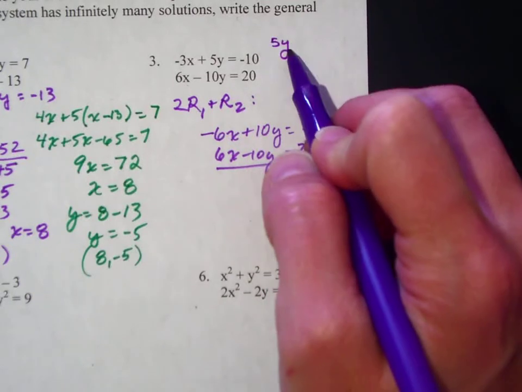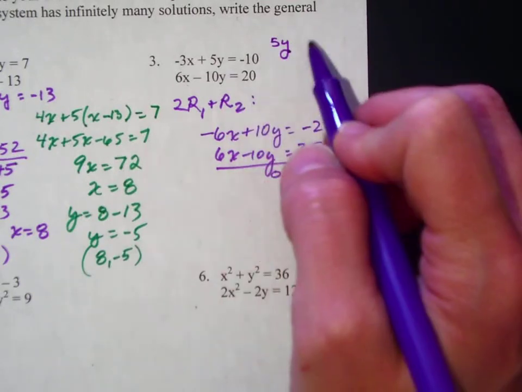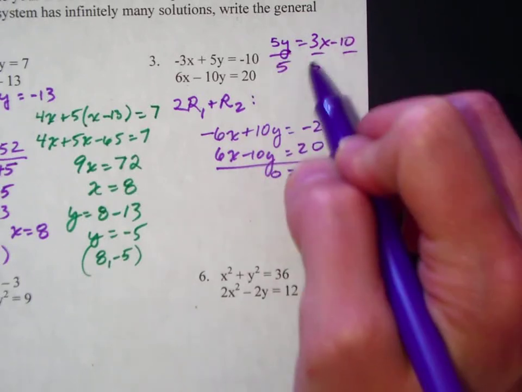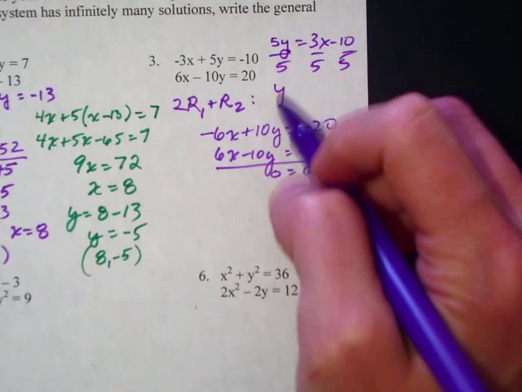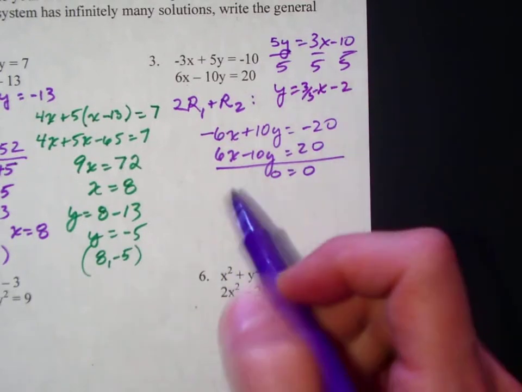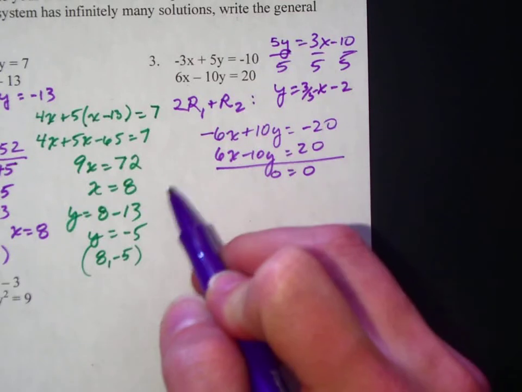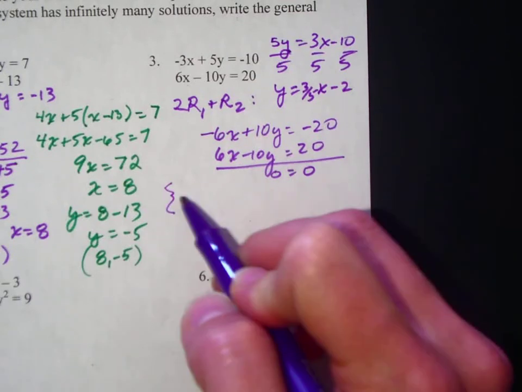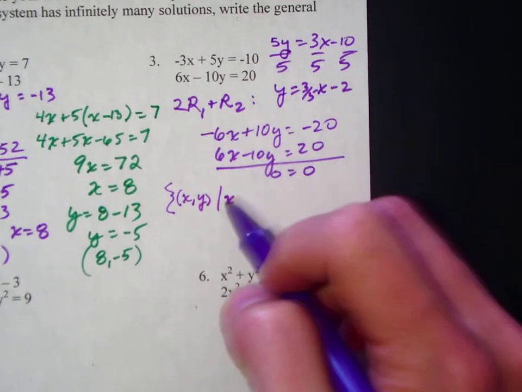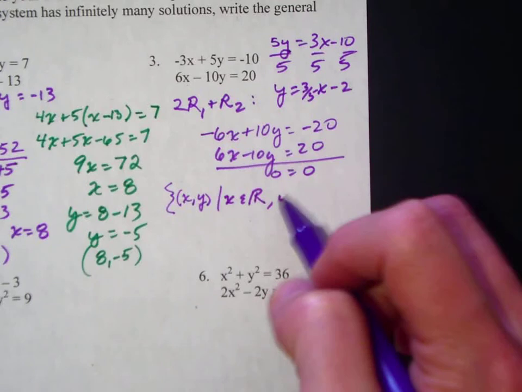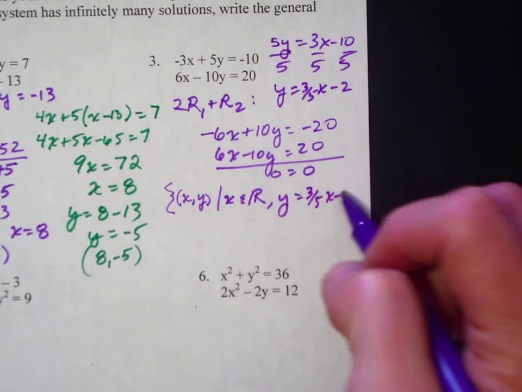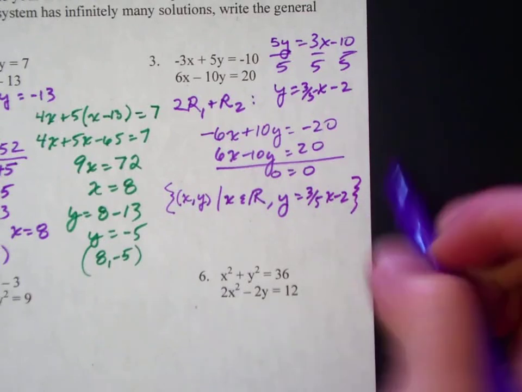So I get 5y equals 3x minus 10. Divide everything by 5. So y is 3/5 x minus 2. So because I solved for y, when I do set notation here, I'm going to have all the ordered pairs x, y such that x is all real numbers and y is 3/5 x minus 2. So that's one possible solution.